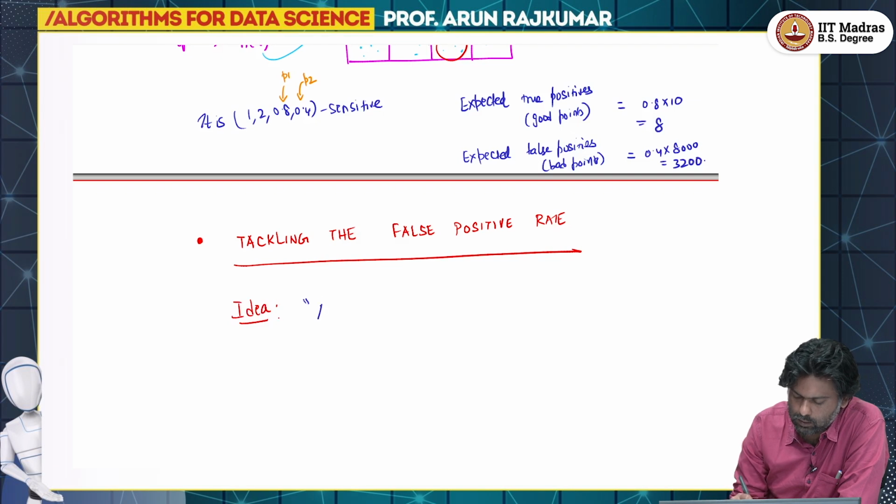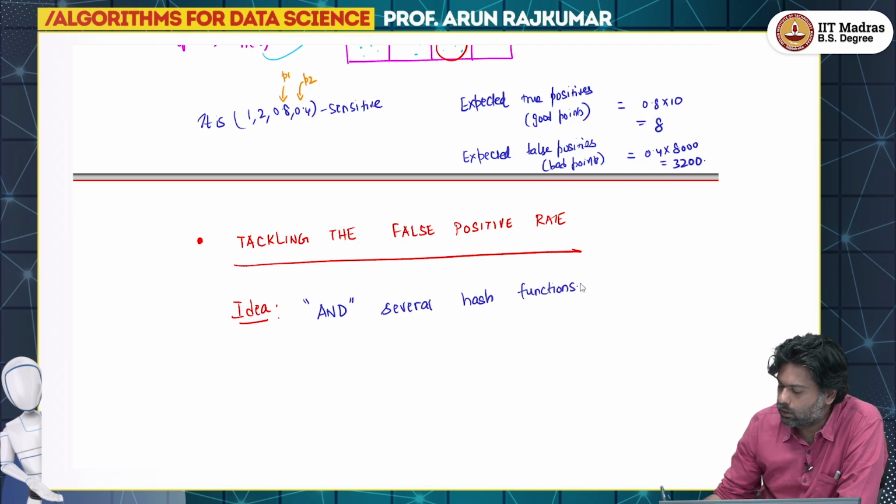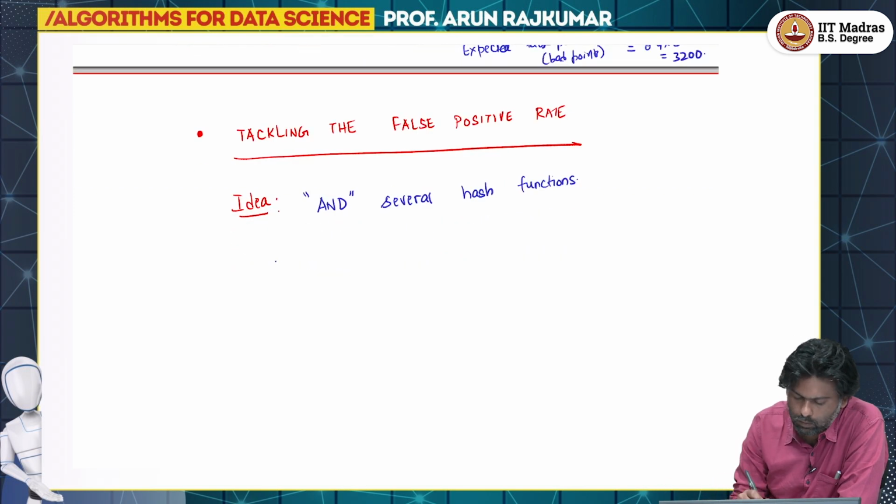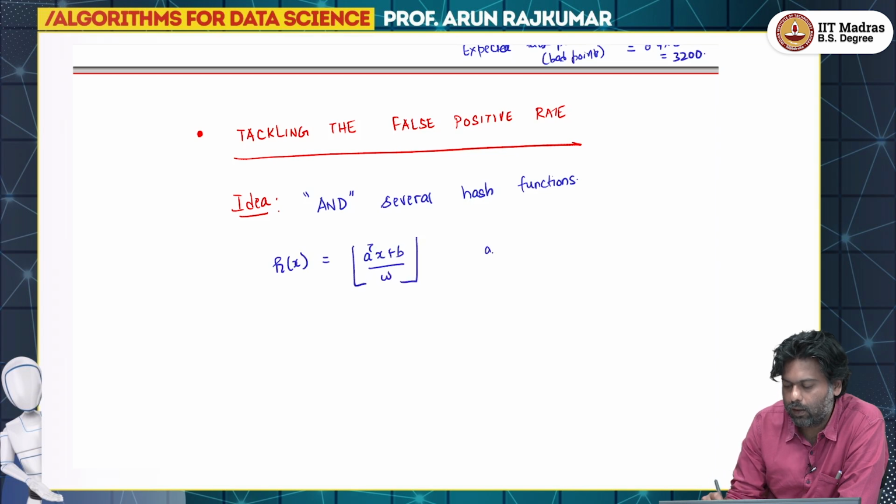This is the first idea. So we will AND several hash functions. What do I mean by that? Now we know that, let's say if it's the Thar style, then h of x is (A transpose x plus b) by w for some A and b, which we have already spoken about.